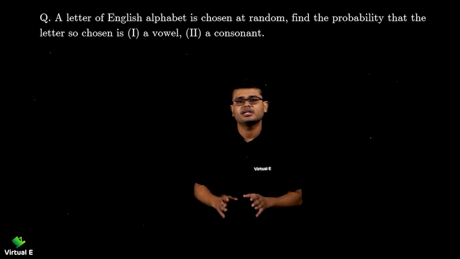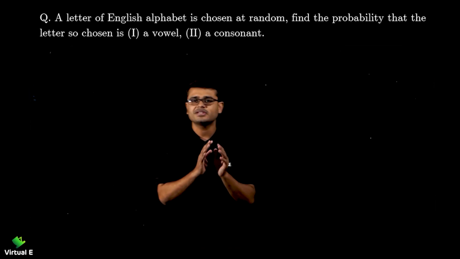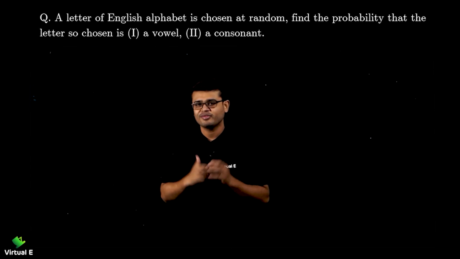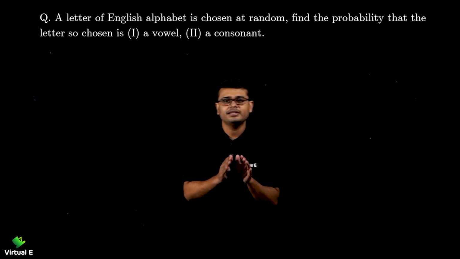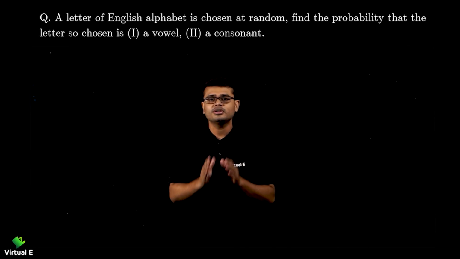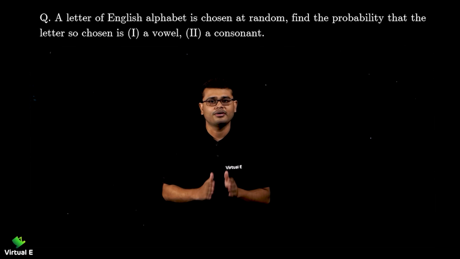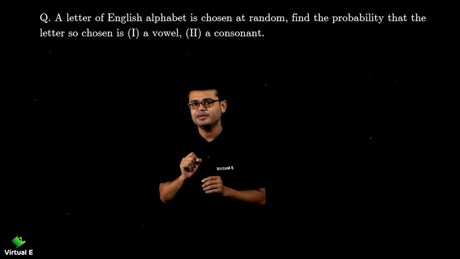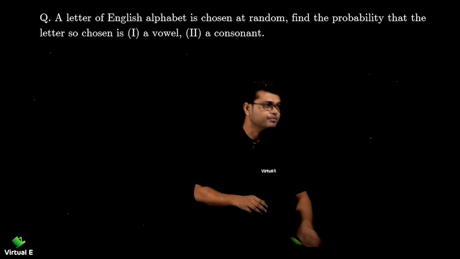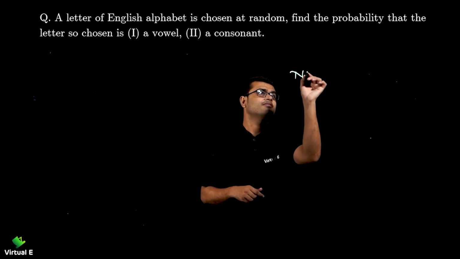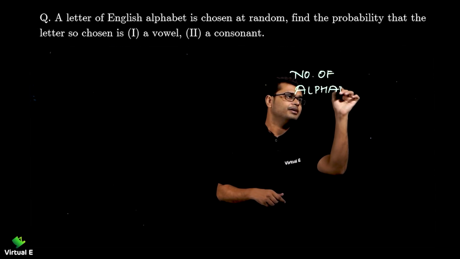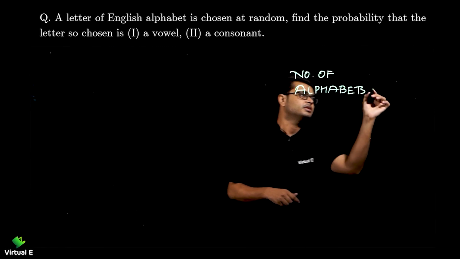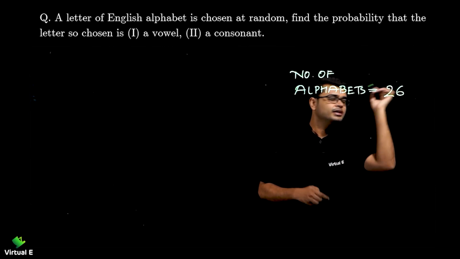Let's discuss a question related to the English language. You must have dealt with the same in grade 9. Let's repeat one more time. A letter of the English alphabet is chosen at random. It's not given what the total number of outcomes is, but we need to assume over here, right? We already know that English alphabets, there are how many? 26, right? So let's write that. Number of alphabets is equal to 26.